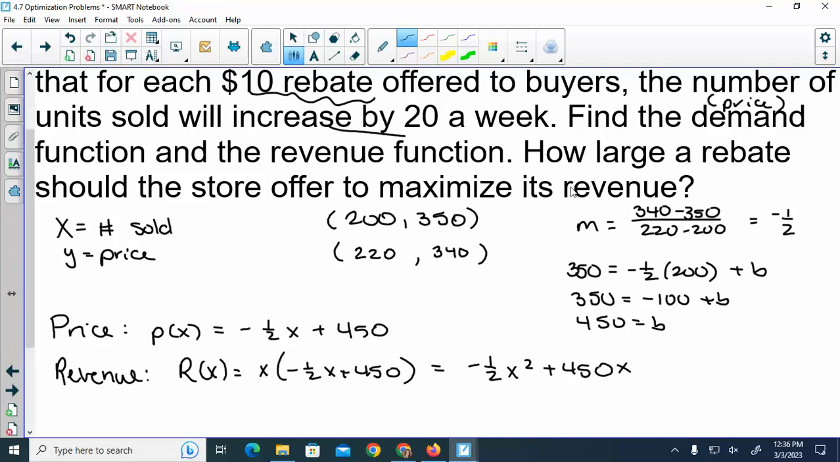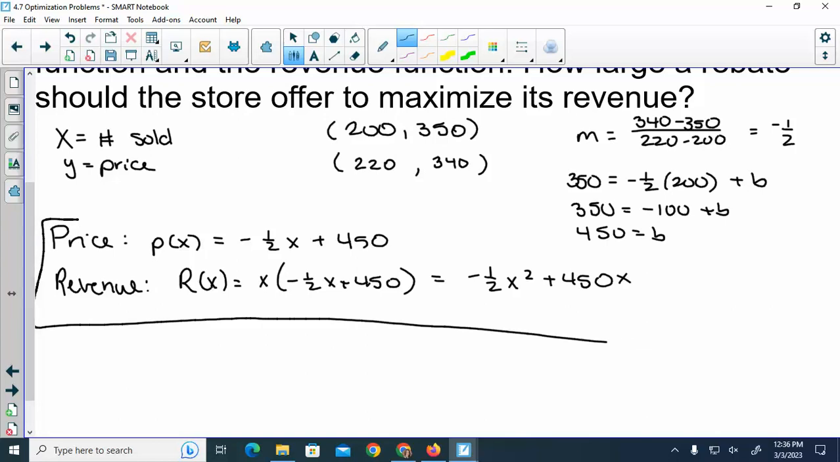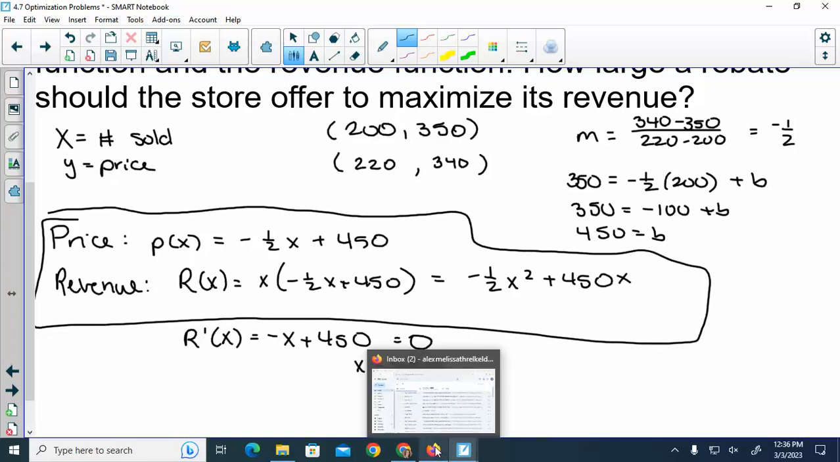All right, and then I want to know how big should the rebate be to maximize my revenue. So I ask for these things, and then if you want to maximize that, what do you do? Take the derivative, negative x plus 450, and we set our derivative equal to 0. So x is 450. Okay, now that's not the size of my rebate, is it? That's my x, or my quantity. So to find the actual rebate, we need to get our price.